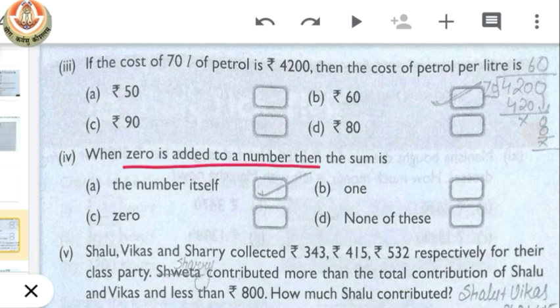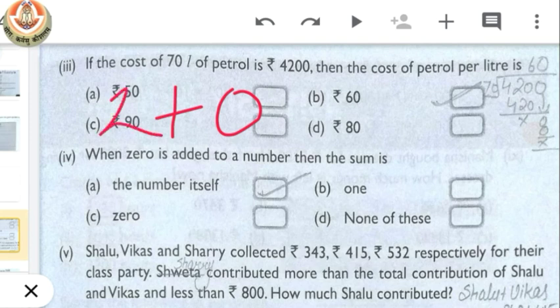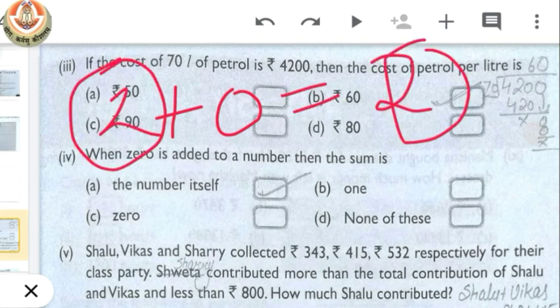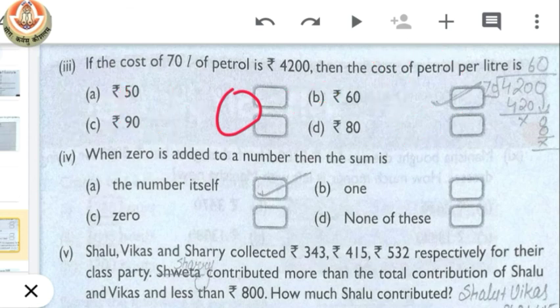When 0 is added to a number, then the sum is, as we did in the fill in the blanks, when 0 is added to any number, the answer is the number itself. So they are asking the same thing. So the answer is the number itself.